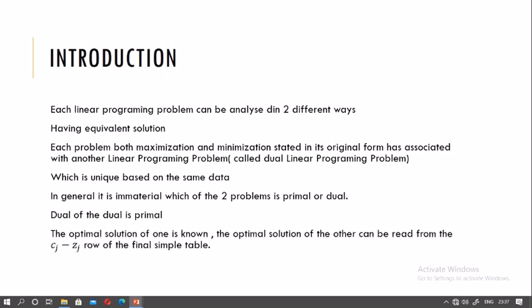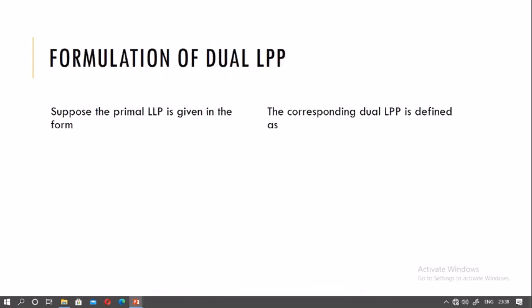Thus, if the optimal solution to one is known, that is, if you know the optimal solution to primal, the optimal solution of the other, that is, for example the dual, can also be read from the Cj minus Zj row of the final simplex table. In some cases, considerable computing time can be reduced by solving the dual. Now we will just look at how to formulate the dual LPP.